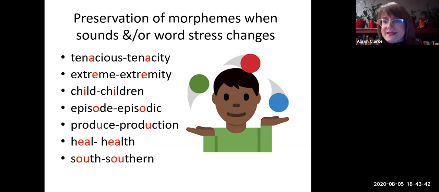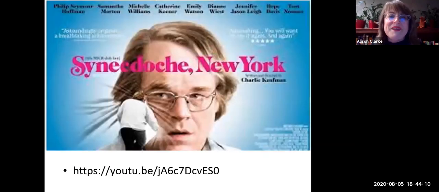Child and children, that's an I, and then O and U. And then, as I said before, heal and health and south and southern. You don't want to change the OW in south into just a U, because then you've lost the word south in the word southern. And so it's good to point these things out to kids and get them to try and juggle the word stress and juggle the sounds in and out. You might, I don't know, can you say to yourself that word there, SYNECDOCHE?